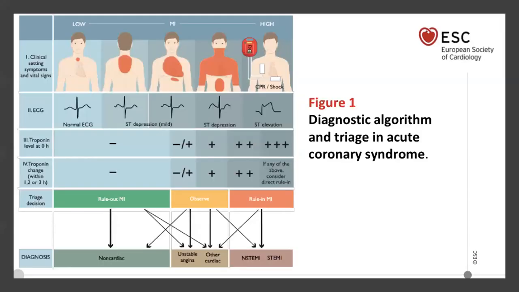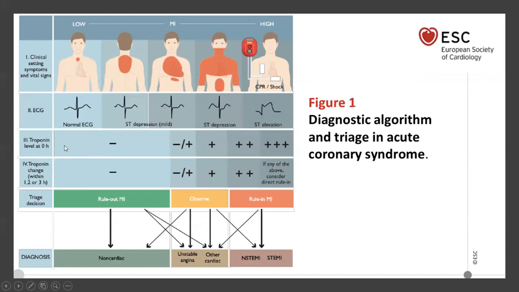So this schematic approach basically is just showing the diagnostic triage of your patients with an acute coronary syndrome. Your patients will present with clinical symptoms, and you rate, in terms of the chest pain, how likely it is to be cardiac or non-cardiac. Then you look at your ECG changes, and from ECG we mentioned that we can have a normal ECG up to very significant ST segment elevation.